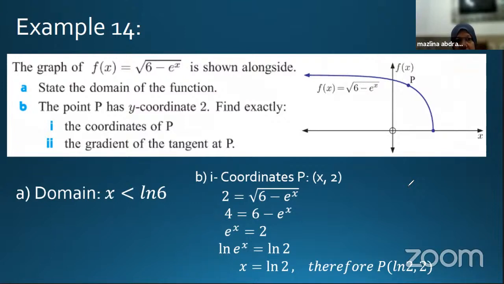Ellie, what's your answer? Teacher, is it 1/2 bracket 6 minus e to the x bracket to the power of -1/2 and then bracket negative e to the x. Again, 6 minus e to the x bracket to the power of -1/2, and then bracket negative e to the x. Try to simplify, Ellie, it looks quite long.